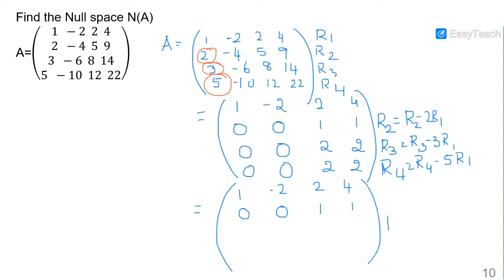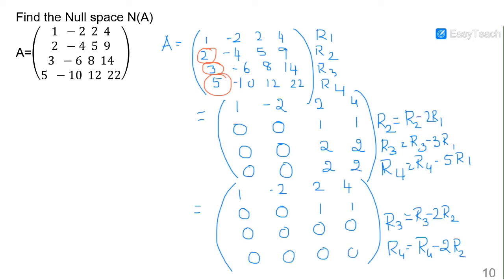Now the third row, R3 is equal to R3 minus 2R2. So I get this as 0, 0, 0, 0. R4 is equal to R4 minus 2 times R2. So this also becomes 0, 0, 0, 0. So therefore you can see here the two rows have become redundant.